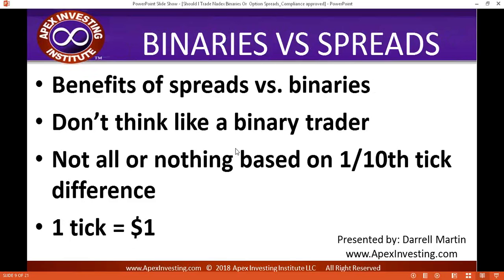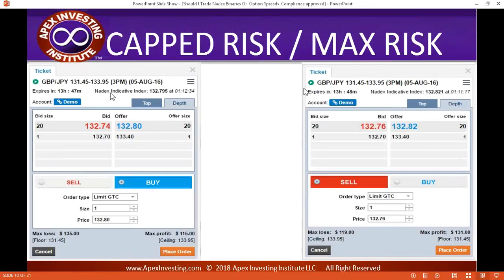Now let's talk about spreads real quick. When you're a spread trader, you can't think like a binary trader. It's a completely different world, because spreads are not all or nothing at expiration based on 1/10 of a tick, right? You don't have a strike price on a spread that the market has to be above or below for you to have all or nothing at expiration. It's not like that. A spread is $1 a tick, okay? And you've got capped risk and you've got max risk here. Okay, let's talk about that.